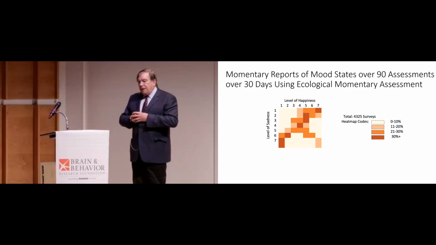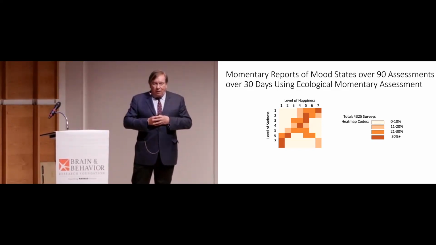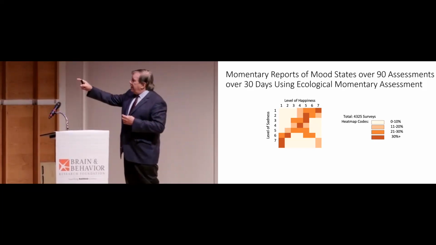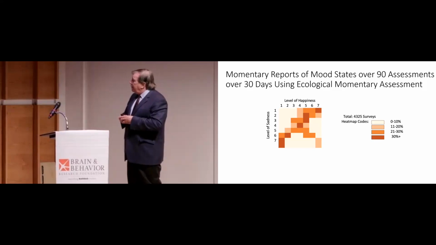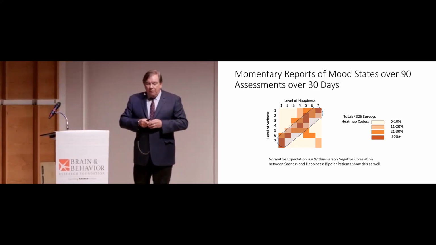When we asked people with schizophrenia to tell us how happy and sad they were at the same time using ecological momentary assessment strategies, and this is something that people with bipolar disorder do all the time, you ask people to give you a mood rating. How happy are you? How sad are you? Well, this is the heat map of what we saw over 4,300 surveys. What's important about that? Healthy people commonly will tell you that they are more happy when they're less sad, or less sad when they're more happy.